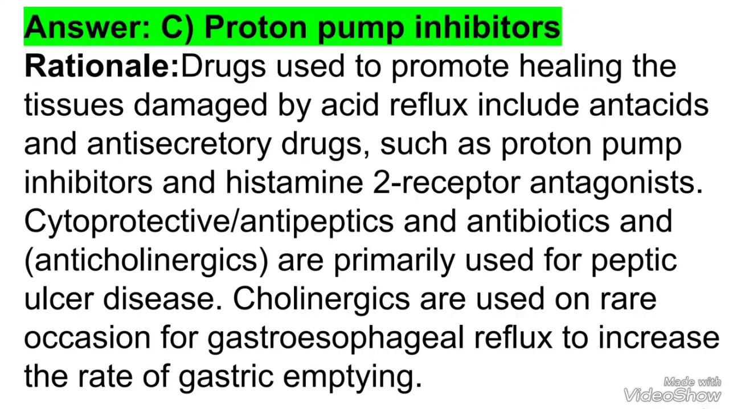Rationale. Drugs used to promote healing of the tissues damaged by acid reflux include antacids and anti-secretory drugs, such as proton pump inhibitors and histamine 2 receptor antagonists. Cytoprotectives, antipeptics, and antibiotics are primarily used for peptic ulcer disease. Cholinergics are used on rare occasion for gastroesophageal reflux to increase the rate of gastric emptying.